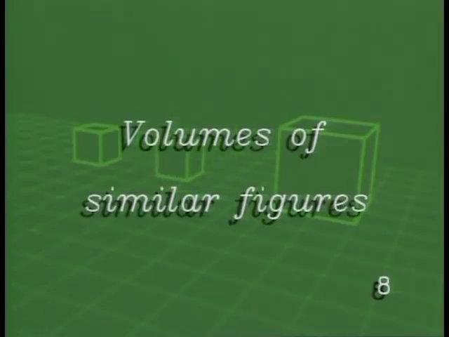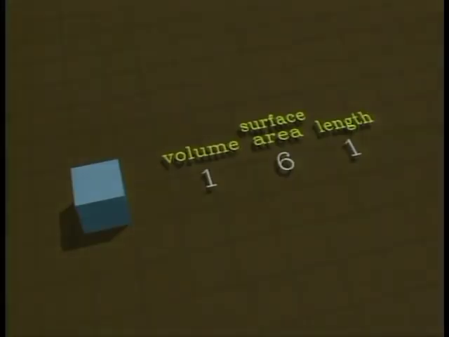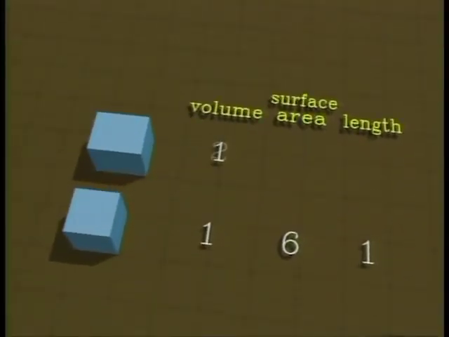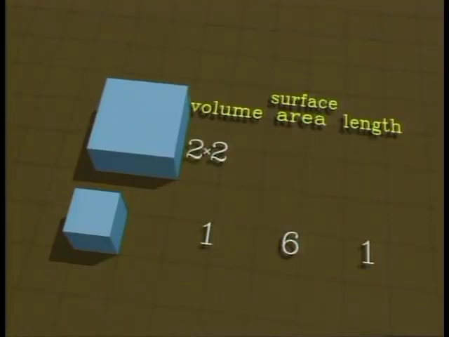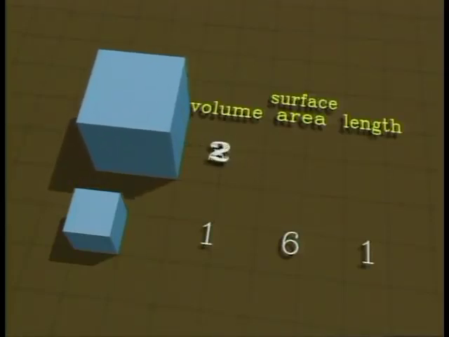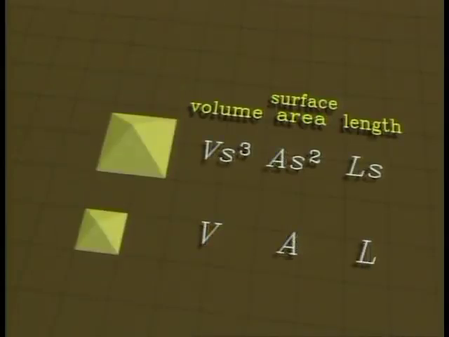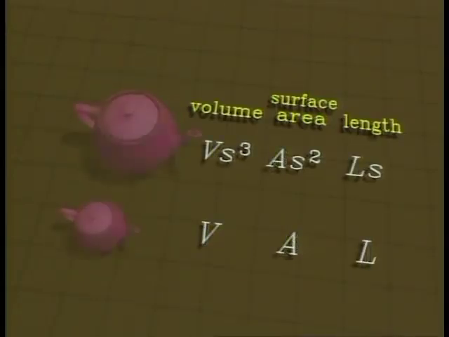What do you think happens when you scale a three-dimensional object? For example, if you double the edge of a cube, its volume is doubled 3 times, once for each dimension. And the area of each face is doubled twice. If you scale by a factor s, linear dimensions are multiplied by s, surface areas by s squared, and volumes by s cubed. And the same is true for a pyramid, a sphere, or any three-dimensional creature.